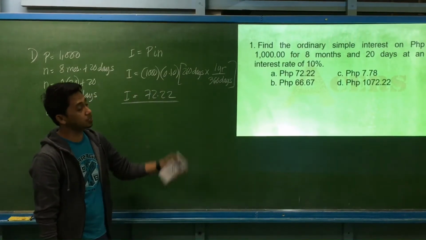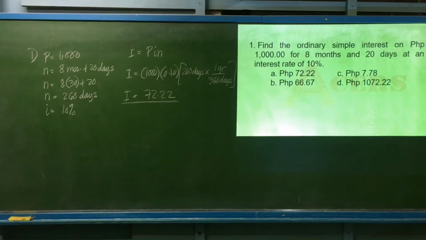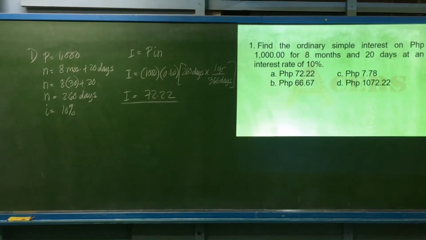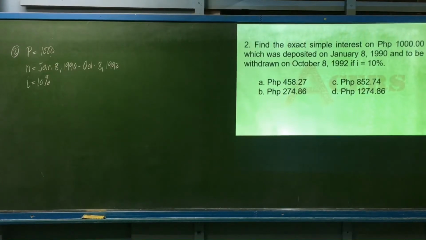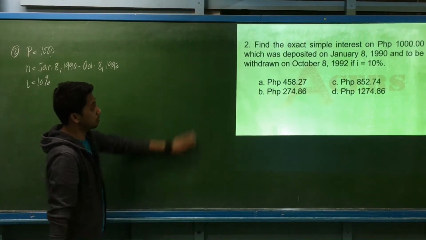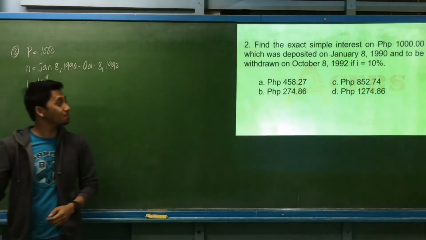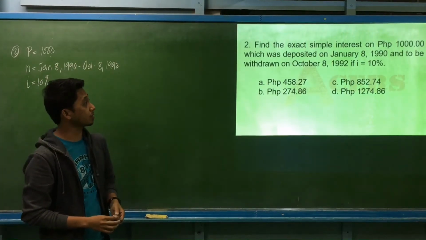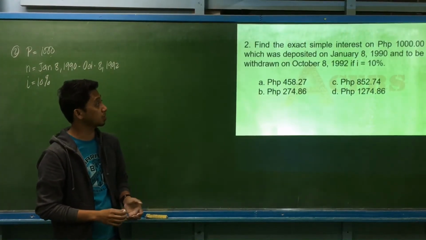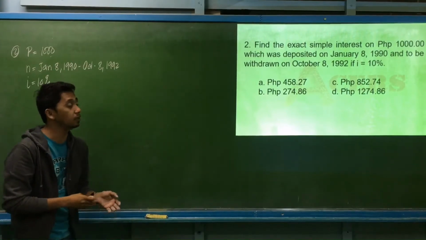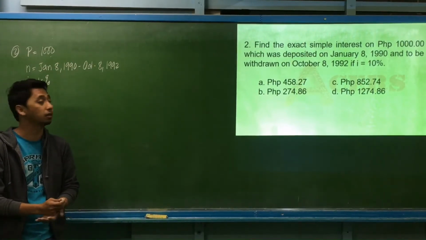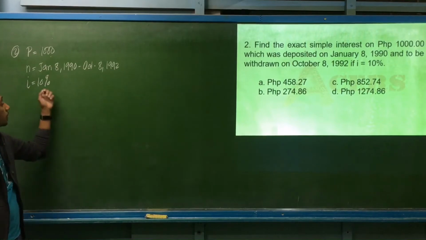Let's have the next example. Our next example is an example of exact simple interest. Find the exact simple interest on 1,000 pesos which was deposited on January 8, 1990 to be withdrawn on October 8, 1992 if i is equal to 10%.